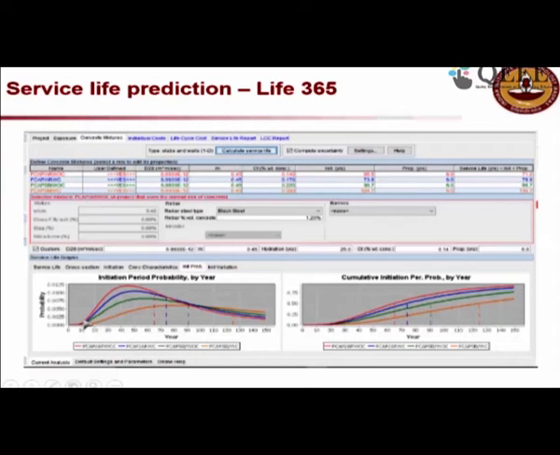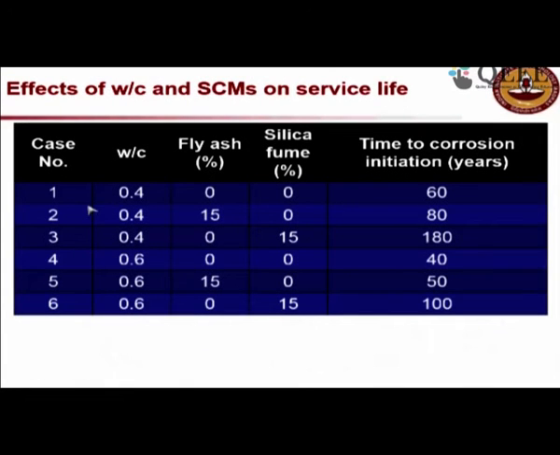So for example, this red curve here, it's this case here, and it says that that structure will have an initiation time of about 65 years. Okay, the highest probability or the median value is 65 years. It's not the mean value, because it's not the standard normal distribution, it's a different log normal distribution which you see. Now this is an example which shows how the water cement ratio, fly ash and silica fume can influence the time to corrosion initiation.